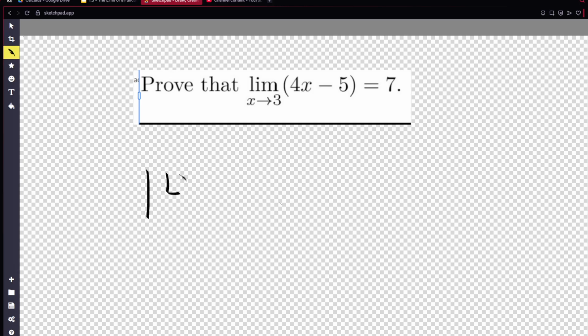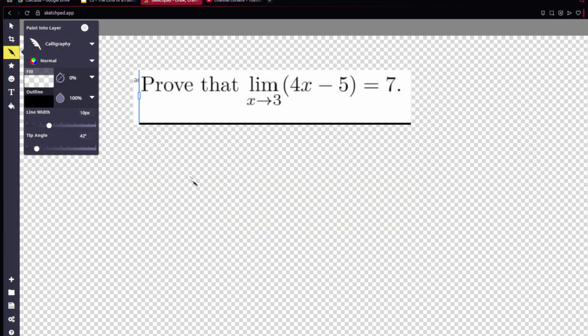So 4x minus 5 minus, wait, sorry, one second. I've got to think. Give me one second. Okay, I'm back. I just had to grab a book.